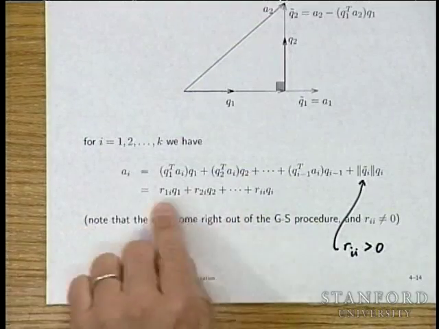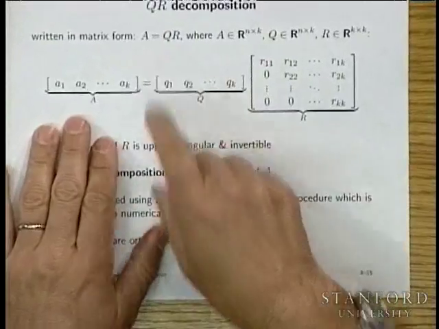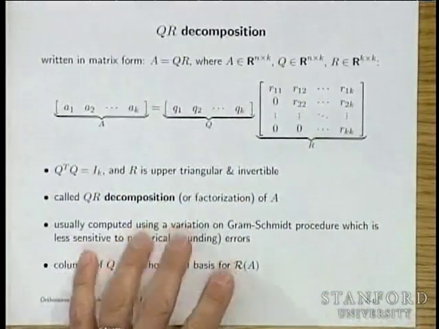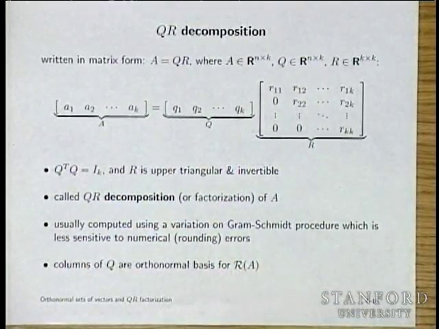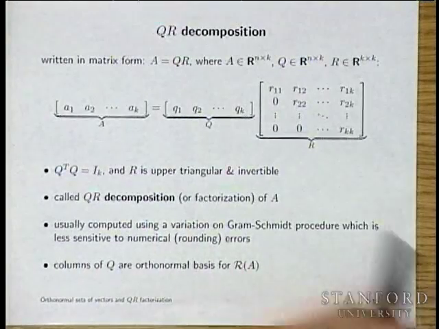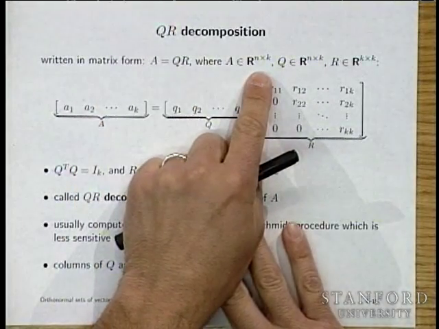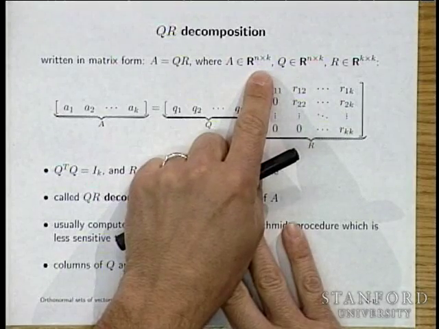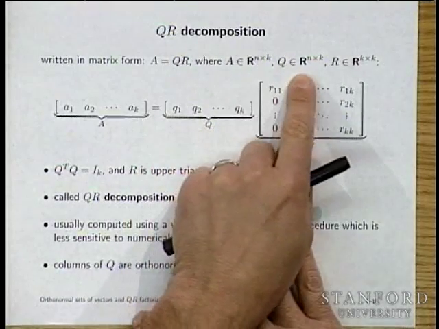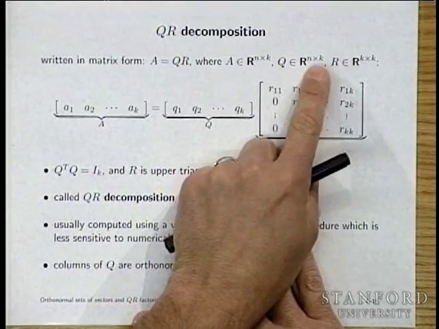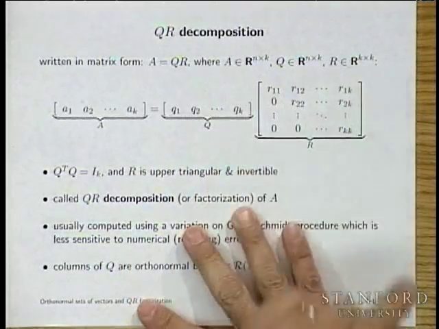It says that each Ai is a linear combination of Q1 up to Qi. And if you write that out in matrix form, it's an embarrassingly simple formula. It's four ASCII characters. It's A equals QR. So A equals QR. Here A is n by k. That's a matrix. You've concatenated the vectors into a matrix. Q is of the same size, n by k. And R is k by k.